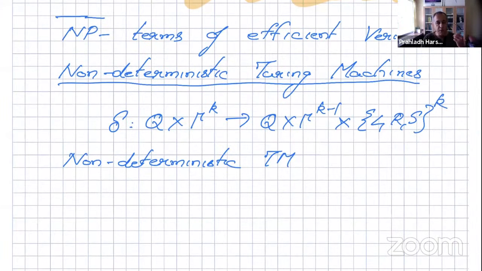So in a non-deterministic Turing machine, this is no longer going to be a fixed step. That is, there will be two options to take at every point of time. There will be two transition functions, delta 0 and delta 1, of this type. And the non-deterministic Turing machine at every step can either decide to do the transition according to delta 0 or according to delta 1. It gets to choose whichever one it wants.